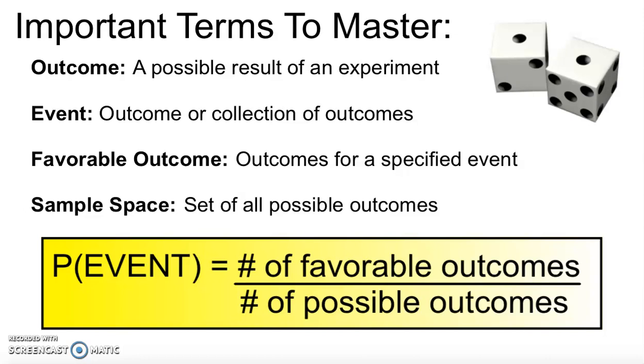Some terms I'm going to need you to know are outcome, event, favorable outcome, sample space, and probability itself. An outcome is just a possible result of you doing something. An event is you actually doing something, or a collection of the outcomes. Favorable is what you want to have happen when you do the event. And a sample space is just all the things that could happen during your event. So probability by mathematical formula is super simple. It's just favorable outcomes over total outcomes.